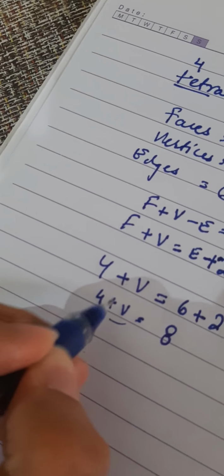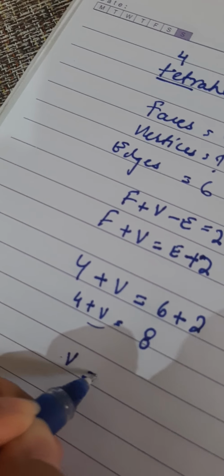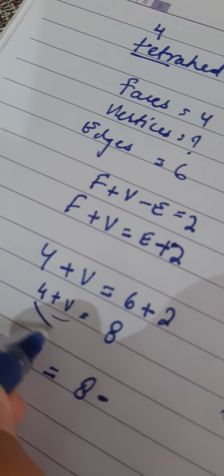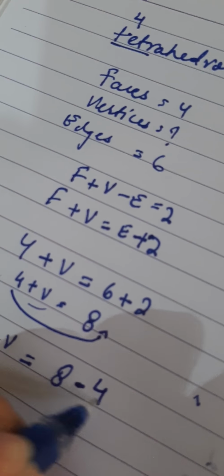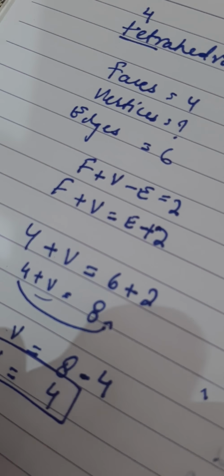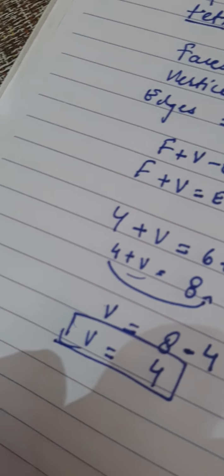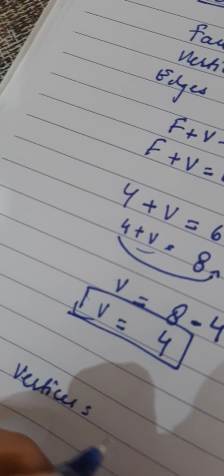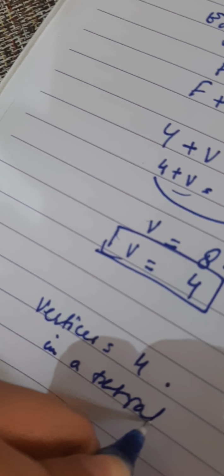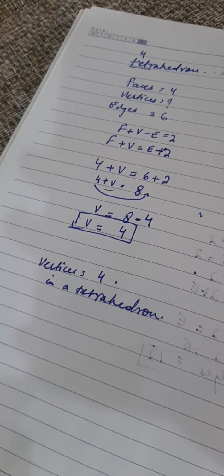Since V is already positive, we will keep this V over here. We will take the 4 to the other side of the equal sign. It's plus here, so when we take it over here it becomes minus. So V equals 8 minus 4, which is 4. So the number of vertices is 4 in a tetrahedron. I hope that is clear to all of you.